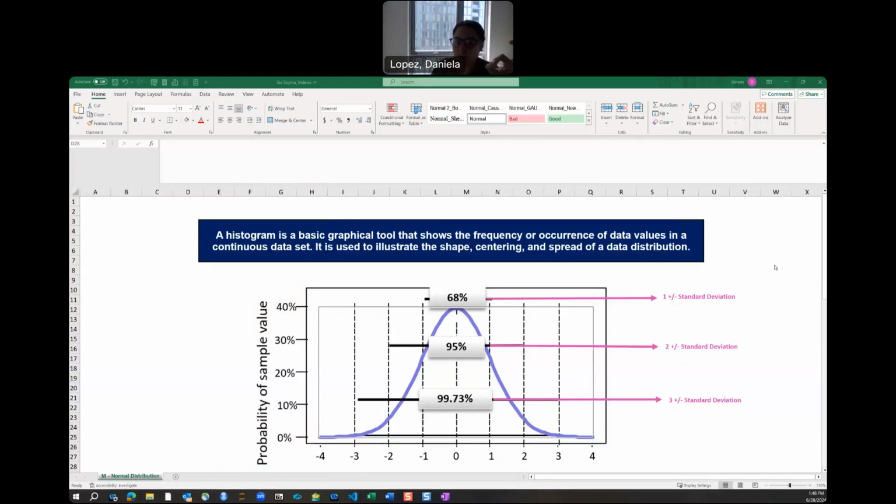What is key for us to understand is that we know that 68% is more or less within one standard deviation. 95% is two standard deviations, more or less, and 99.73% is three plus or minus of that standard deviation. So what does that really mean?